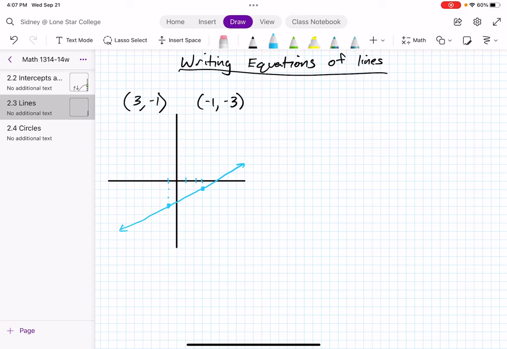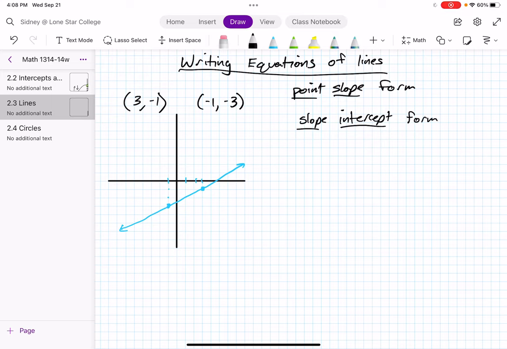enough information, I need either slope and a point for point-slope form. So point-slope is an option for creating a line's equation. And for that, we need a point and a slope. Or we need slope-intercept form, which needs the slope and an intercept. Well, in both of these, we need slope.